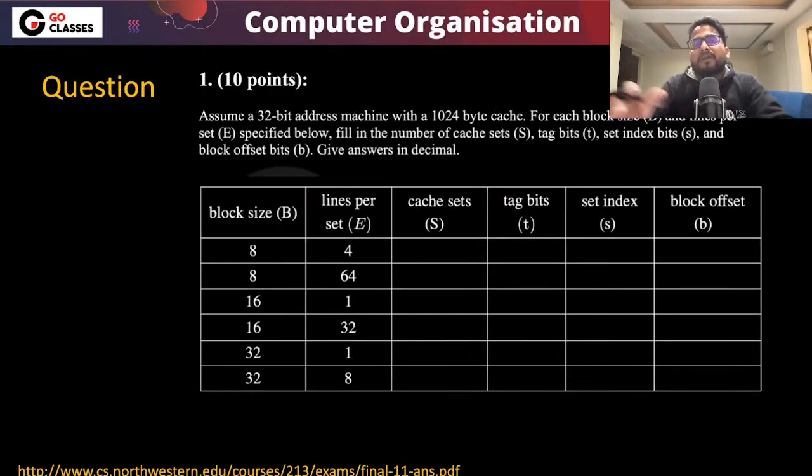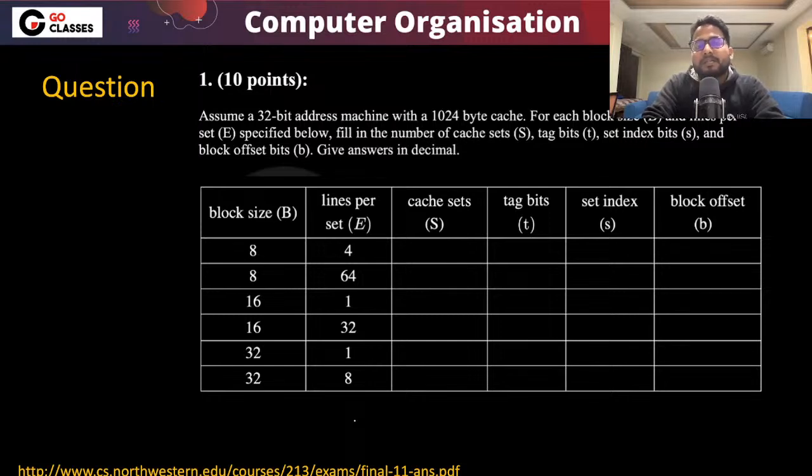Now let's just do this question quickly, and then you will get to understand the set associative very clearly. I mean, the set associative part will be ultra clear once you solve this question. Do you want to attempt this question quickly? Let me know.